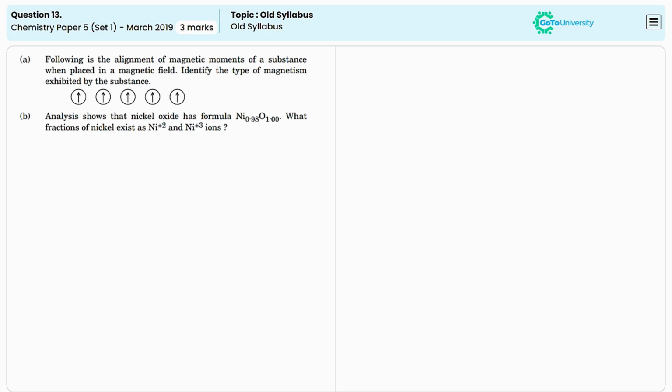It is given here the alignment of magnetic moments of a substance when placed in a magnetic field. We need to identify the type of magnetism exhibited by the substance. Here we can see all these magnetic moments are aligning in upward direction.